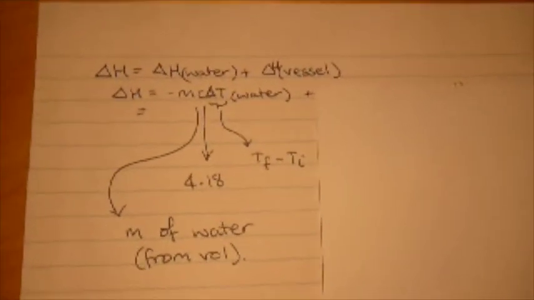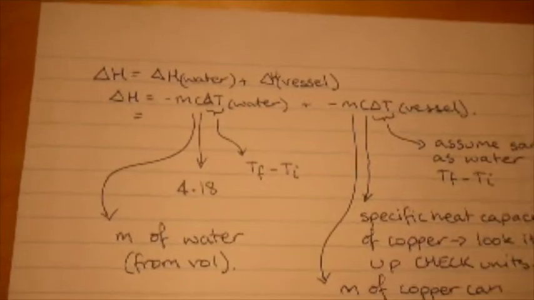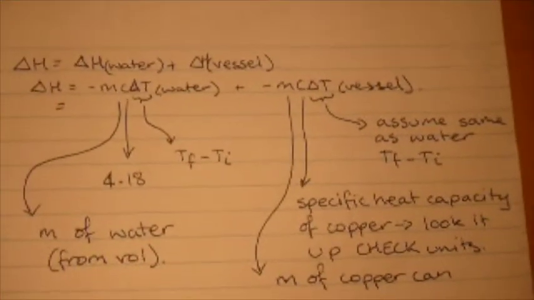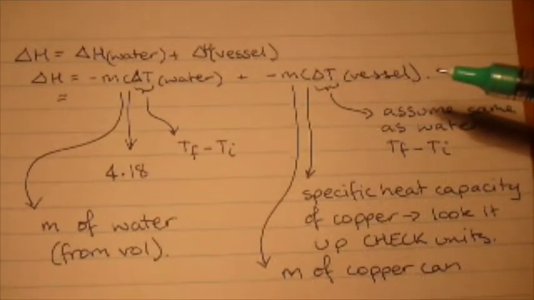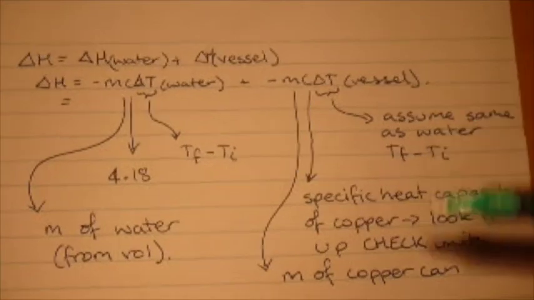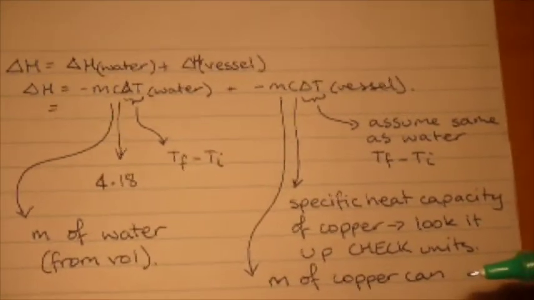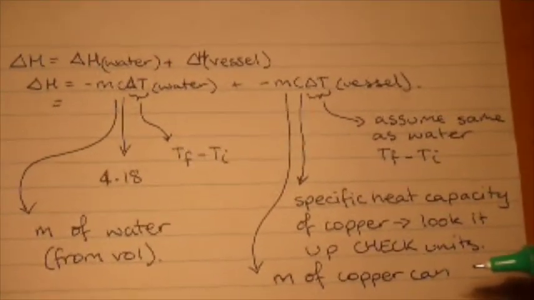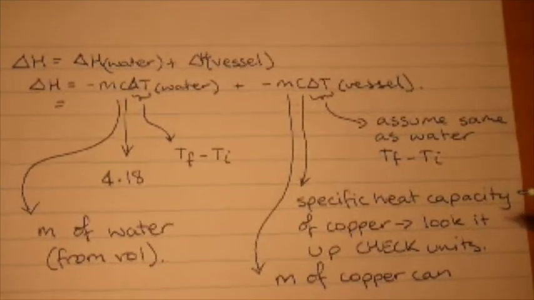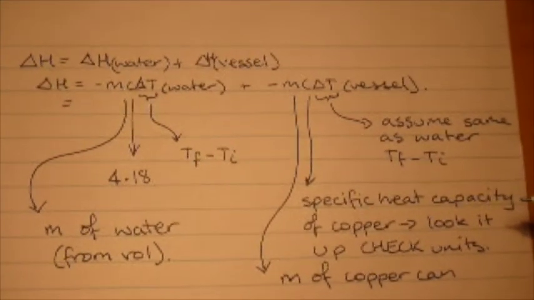Alright, so then we move on to the second part, which is the vessel. Now we've got to do something a little different here. We've got the mass of the copper can, which you measured as part of the experiment. You're going to need to look up the specific heat capacity for copper.